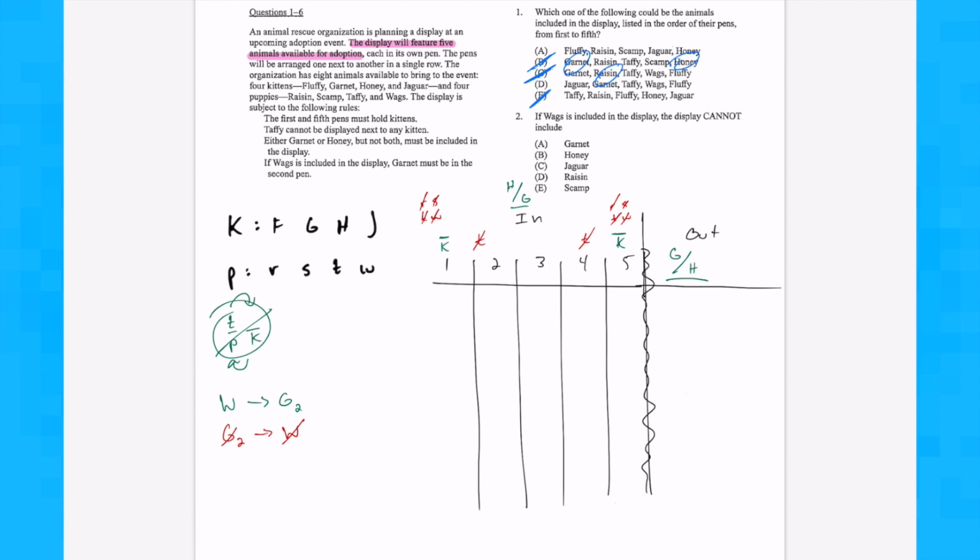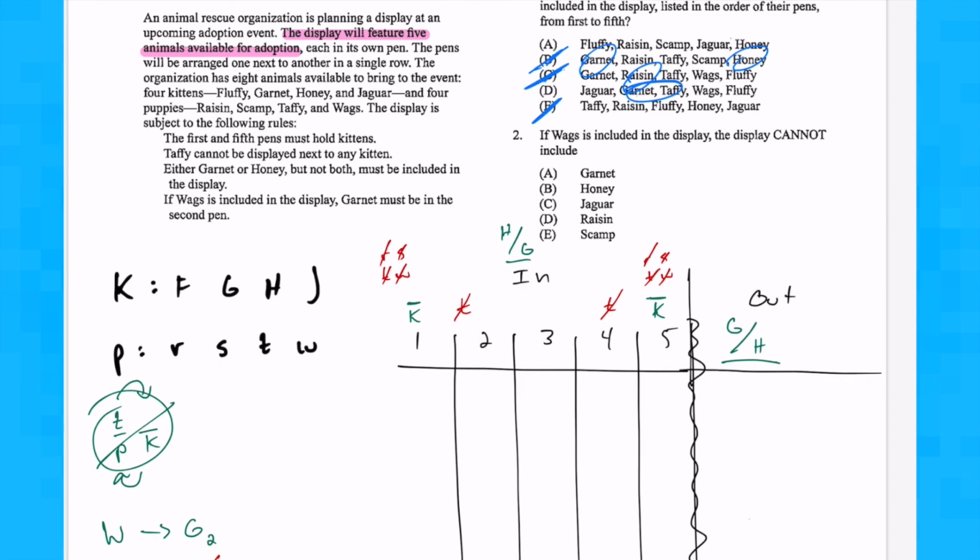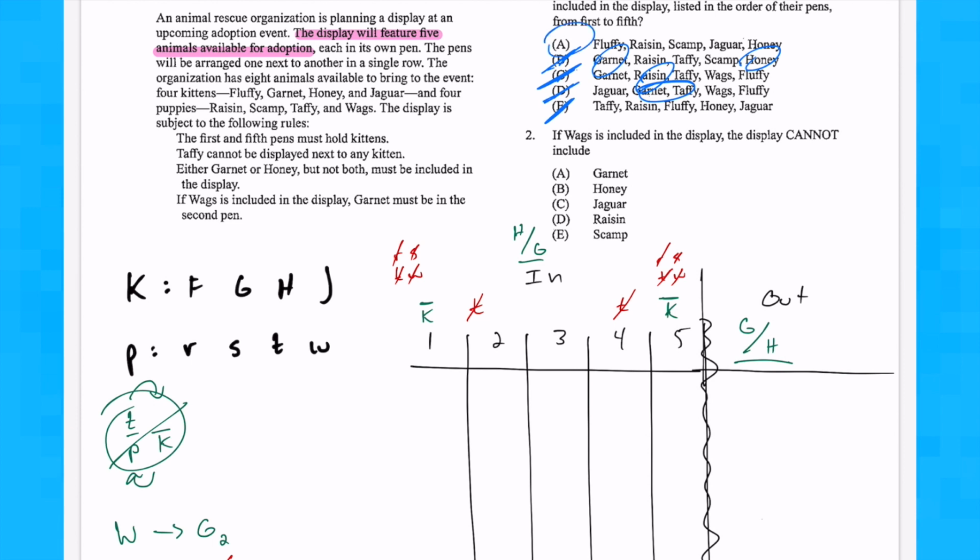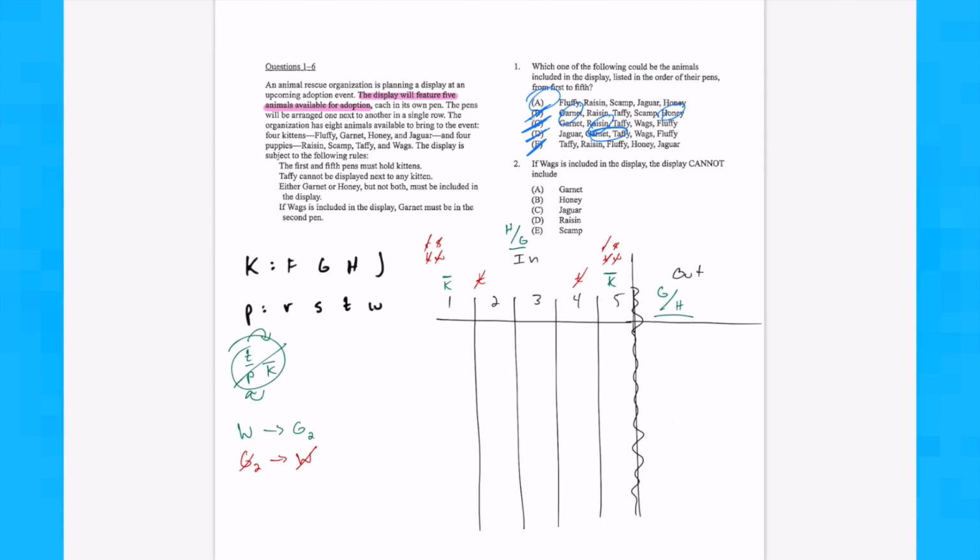T cannot be displayed next to a kitten. Oh, okay, so it's not just that T has to go third. More generally, T can't ever be next to a kitten. G is a kitten, and so this GT block on D is a problem. So I can cross off D and circle answer choice A. That wasn't so bad. Let's see, number 2.